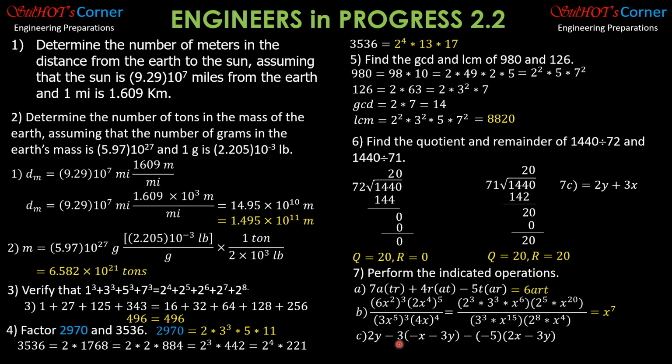Then for part C, 7c, 2y, then plus 3x plus 9y. And this is negative of negative 5, so positive 5 times quantity 2x minus 3y. 2y and 9y can be combined, so that would be equal to 11y plus 3x plus 10x. 5 times 2x is 10x. Then plus 5 times negative 3y, negative 15y. So plus 10x minus 15y. Combining like terms, 10x plus 3x is 13x. 11y minus 15y is negative 4y. So the final answer is 13x minus 4y.